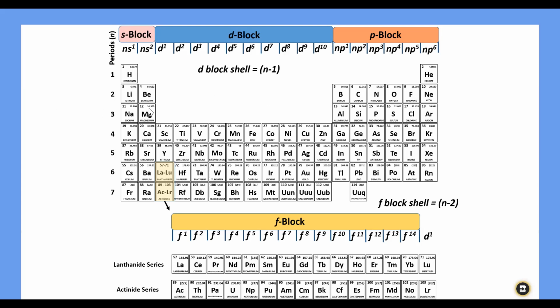If it's sulfur, it will be 1s2, 2s2, 2p6, 3s2, 3p4. If it's chlorine, it will be 1s2, 2s2, 2p6, 3s2, 3p5. If it's argon, it will be 1s2, 2s2, 2p6, 3s2, 3p6. Okay, let's do this.